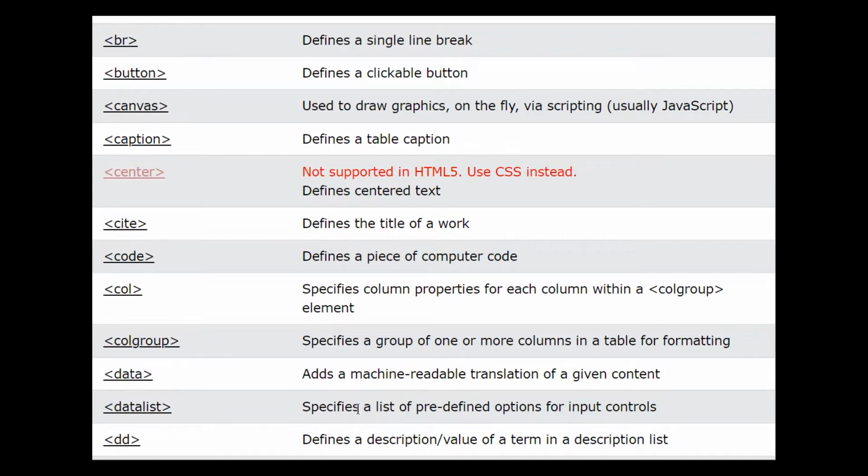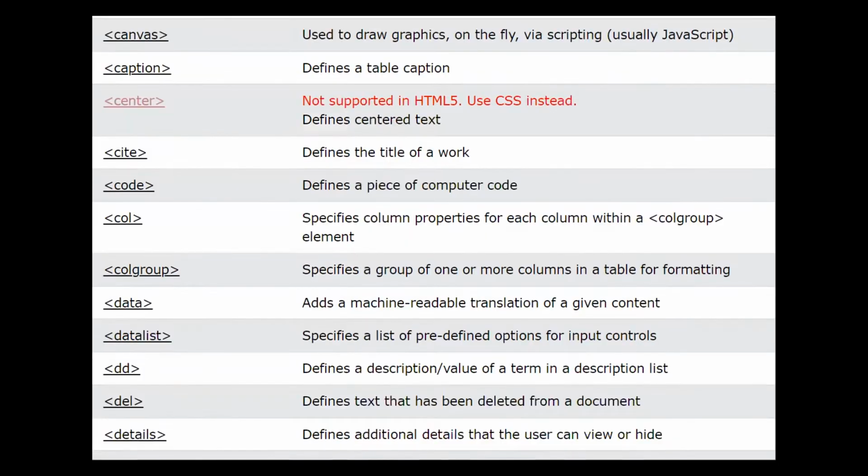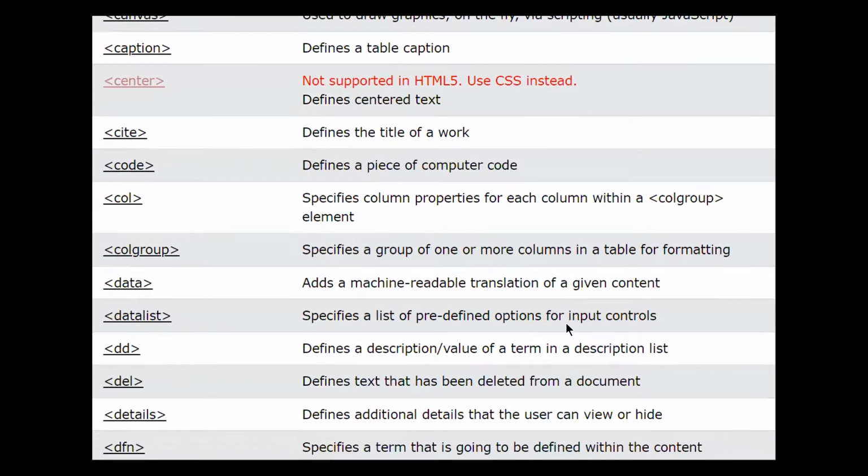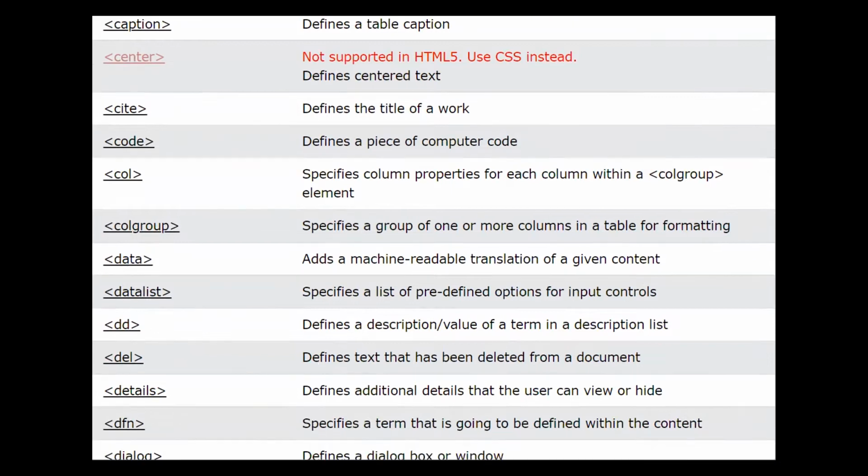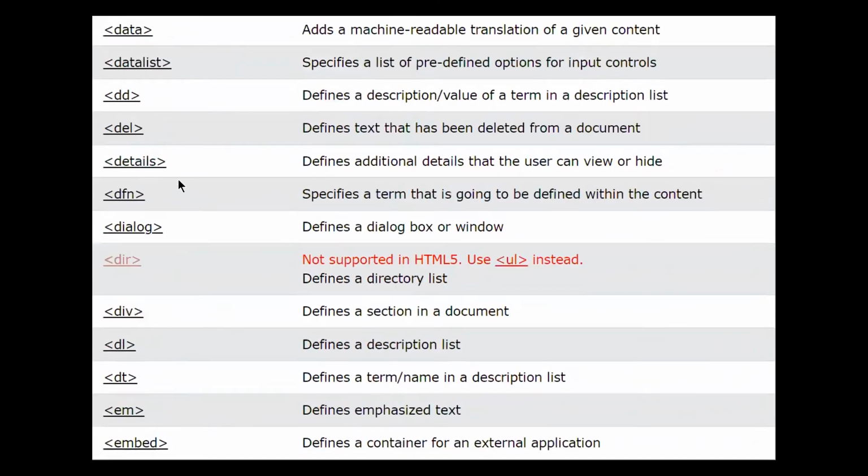This data tag adds a machine-readable translation of a given content. This datalist specifies the list of predefined options for input controls. This tag defines a description or value of a term in a description list. This tag defines text that has been deleted from a document. Now, this tag defines additional details that the user can view or hide. This tag specifies a term that is going to be defined within the content.